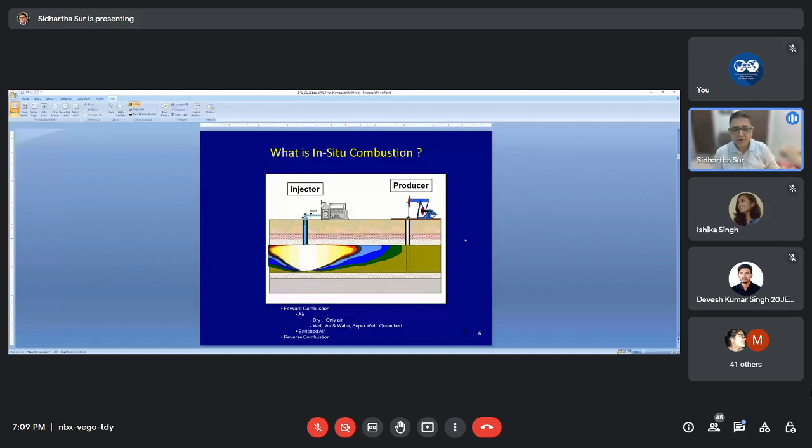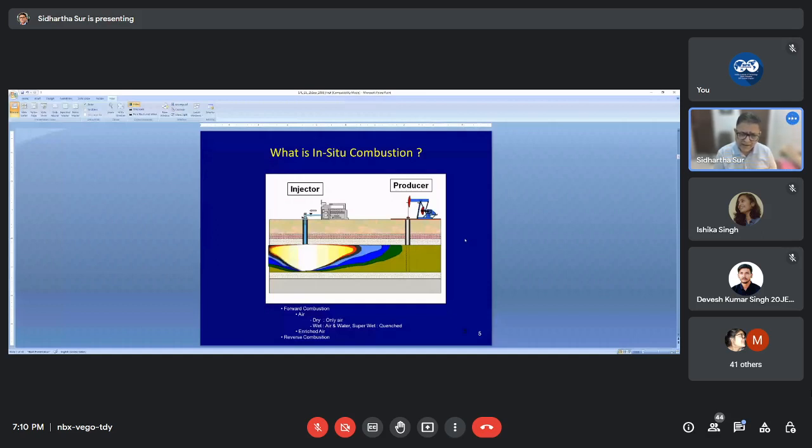Okay, so here are the zones. The yellow zone is the swept zone. The entire high temperature front has swept the reservoir fluids out into the producers. The red zone is the zone where oxidation is taking place, high temperature oxidation between the air and the fuel.